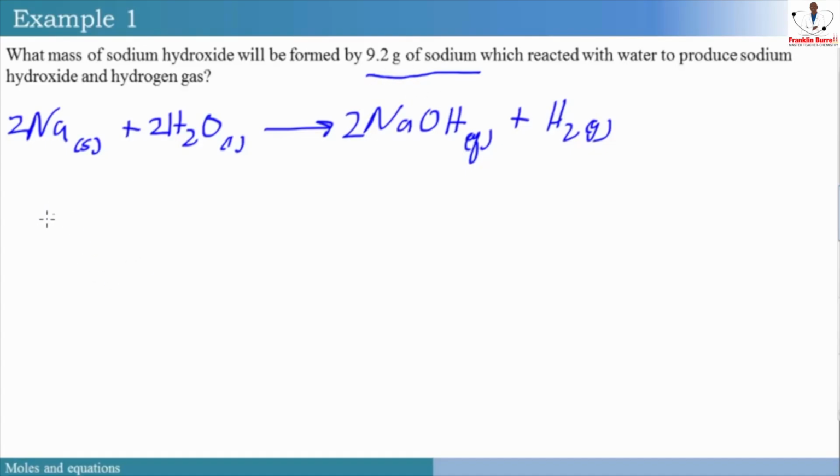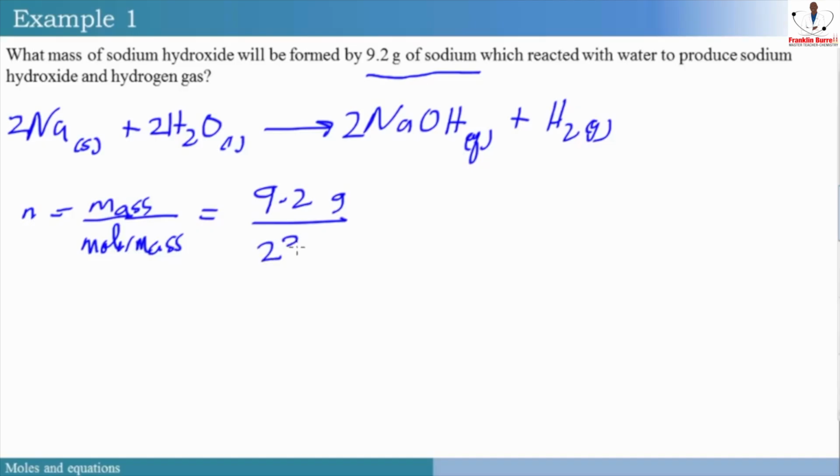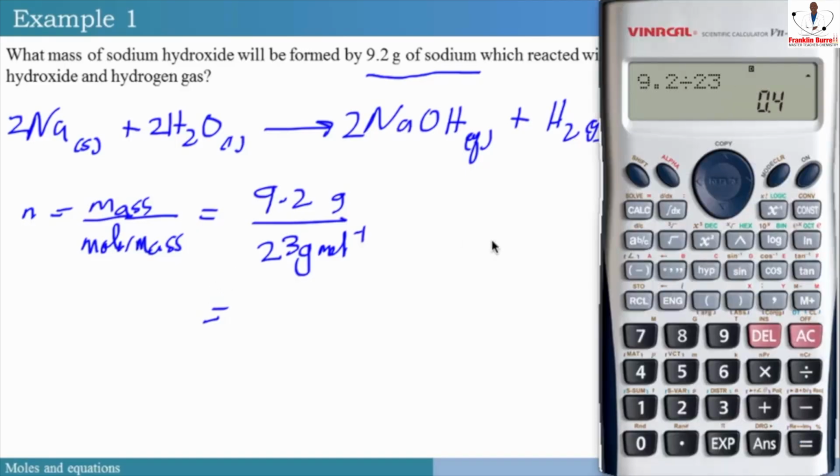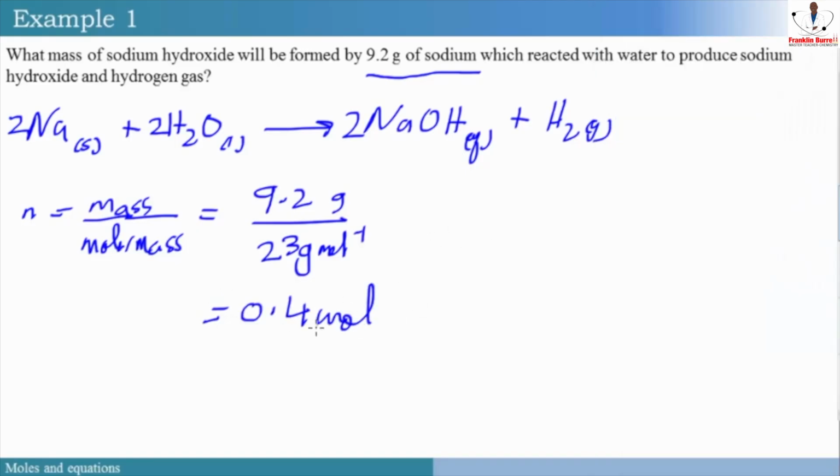Now, we know the formula already to be moles equal mass over molar mass. So, what is the mass? The mass given in the question is 9.2 grams. And what is the molar mass of sodium? The molar mass of sodium is 23 grams per mole. So, what is our calculation? 9.2 divided by 23 is equal to 0.4 moles. So here we have 0.4 moles is present in 9.2 grams of sodium.